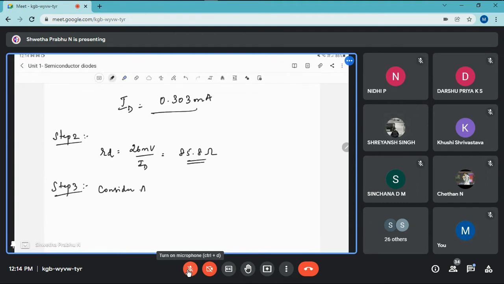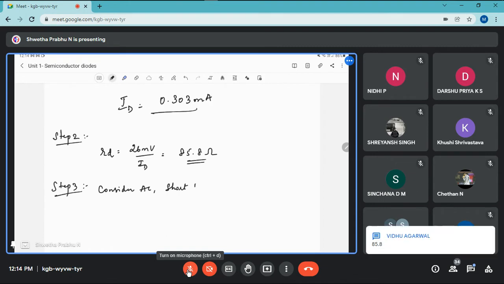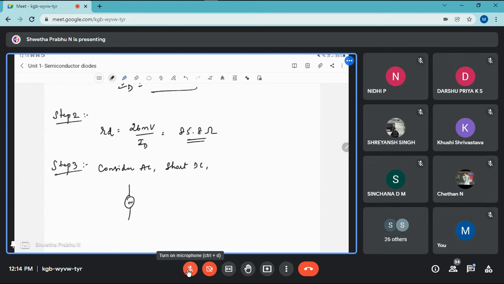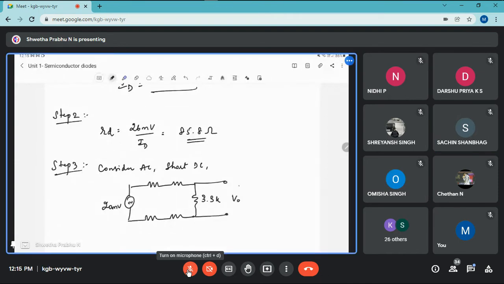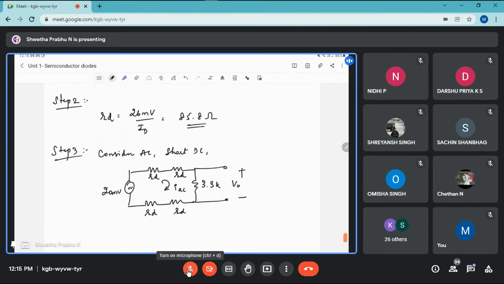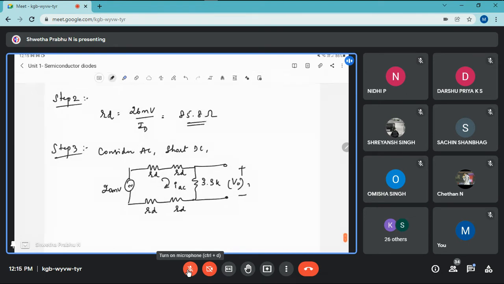Short DC. Considering AC and short DC. So all the diodes will be replaced by? Dynamic resistance. All 4 diodes will be replaced by dynamic resistance. Correct. Now you find the current with respect to AC and the output voltage due to AC.